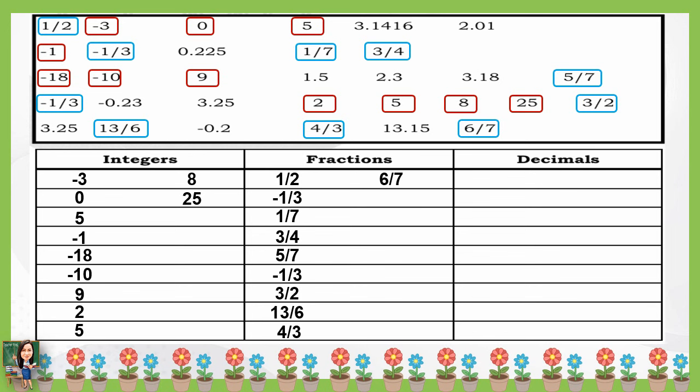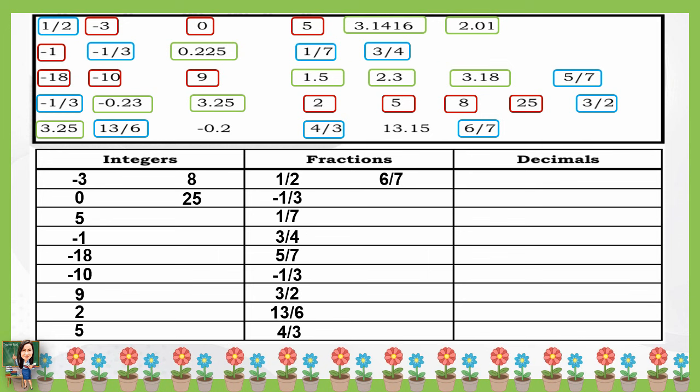Next, the decimals are 3 and 1,416 10,000, 2 and 100s, 225 thousandths, 1 and 5 tenths, 2 and 3 tenths, 3 and 18 hundredths, negative 0 and 23 hundredths, 3 and 25 hundredths, negative 0 and 2 tenths, 13 and 15 hundredths. So write them on the third column.